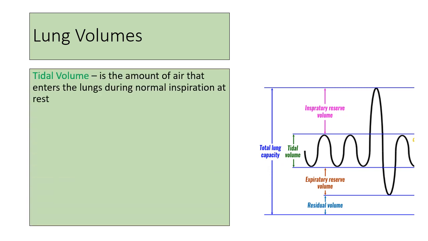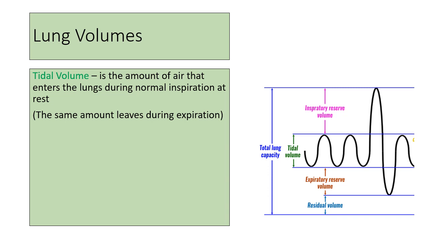So first and foremost, we look at tidal volume. This is the amount of air that enters the lungs during normal inspiration at rest. So how much air are we taking in just through normal breathing in at rest? That's what we mean by the term tidal volume. The same amount will also leave when we breathe out, during that expiration phase.